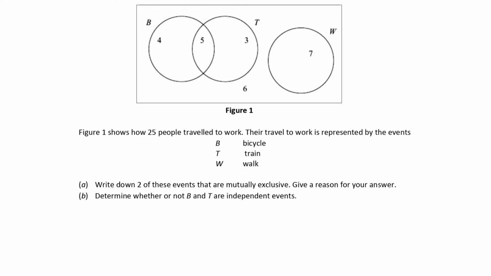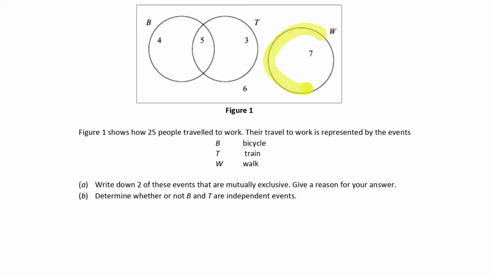Figure 1 shows how 25 people travel to work. Their travel to work is represented by the events B, T, and W for bicycle, train, and walk. Part A asks us to write down two of these events that are mutually exclusive and give the reason for the answer. Remember, two events are mutually exclusive if they can't both happen at the same time.